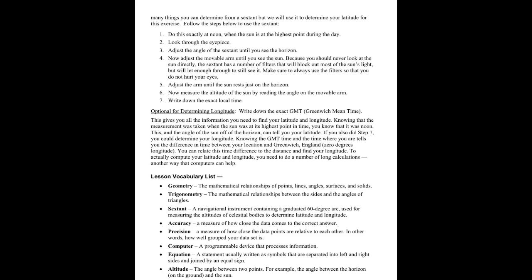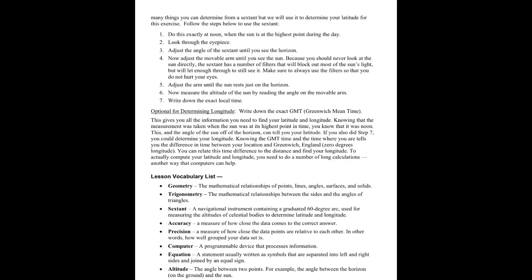And this just carries on from that page. I'm not going to read the whole thing through. I will leave links below in the description box just for you, but the keywords to take here, let's see, number 6: now measure the altitude of the sun by reading the angle on the movable arm. That would be with trigonometry. And yes, you see they talk about trigonometry and the sextant and everything.